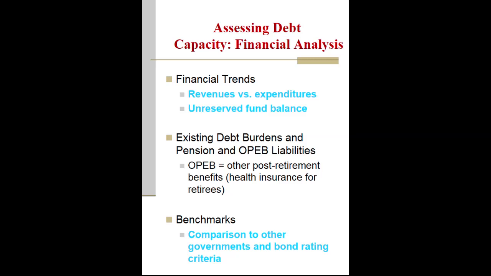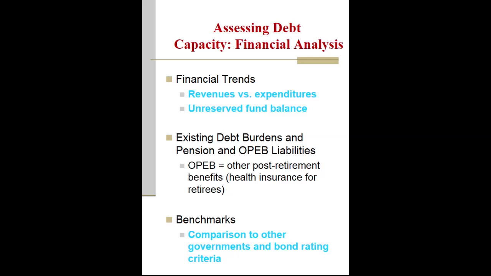Governments also need to do just like bond rating companies do and look at the existing debt burdens. How much debt do they currently have outstanding? And then also look at other liabilities, such as unfunded accrued pension liabilities and OPEB liabilities, which is other post-retirement benefits, i.e. health insurance for retirees. Has the government been keeping up with these liabilities and setting aside money, or is it going to have to play catch up or have a major problem in the future paying pension or retiree health insurance?